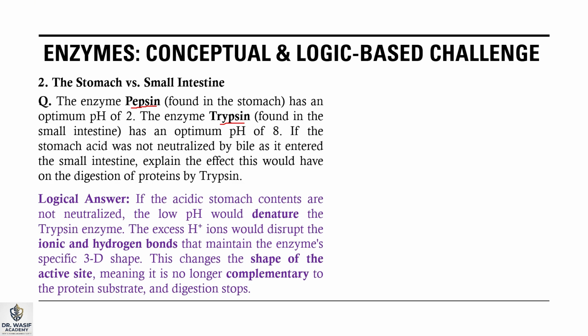Okay, because the environment of the stomach and the environment of the small intestine are both different. That is the reason pepsin and trypsin, both enzymes, perform at different pH levels, and if the environment changes, then molecular damage will occur.